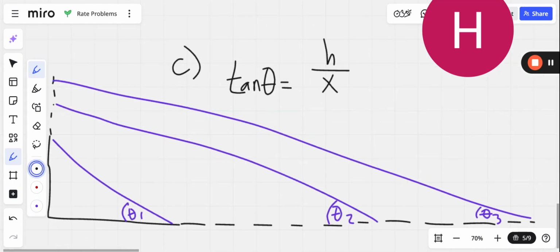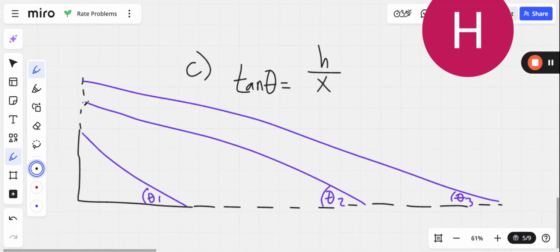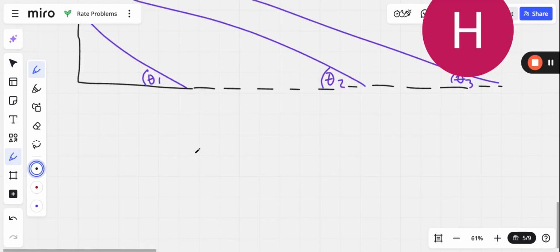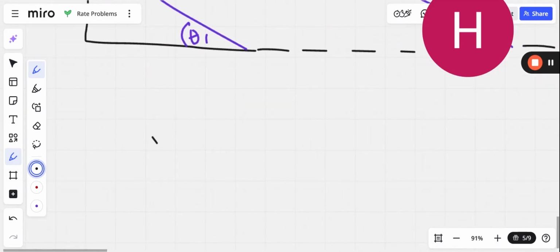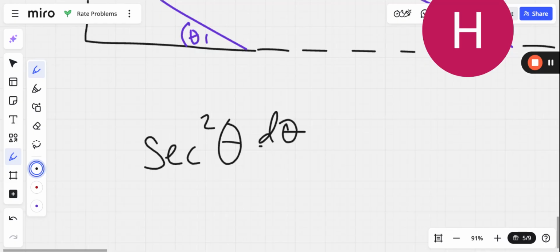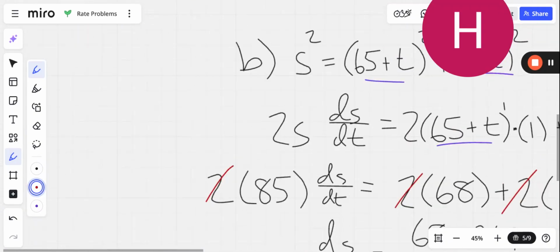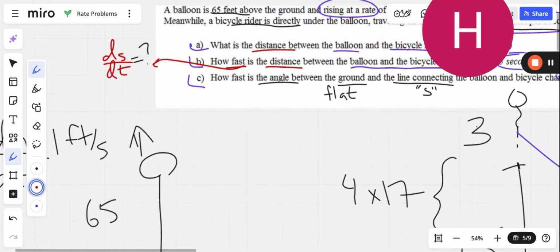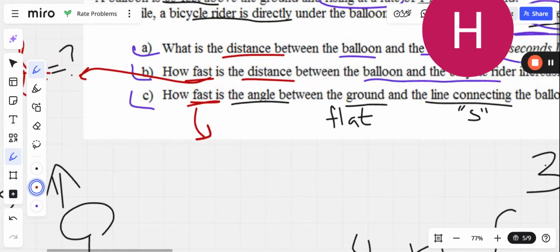Okay, now let's do the derivative of this expression. That was just a little diagram to demonstrate that each second we increase the opposite side a little bit, but we increase the adjacent side a whole lot more. So let's take a derivative of both sides. On the left side, we're just going to have secant squared theta d theta dt. That's what we're after, d theta dt. I should have also specified that when reading the question. So in the question, we're looking for d theta dt.